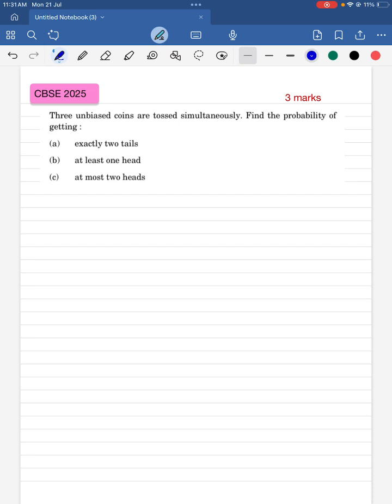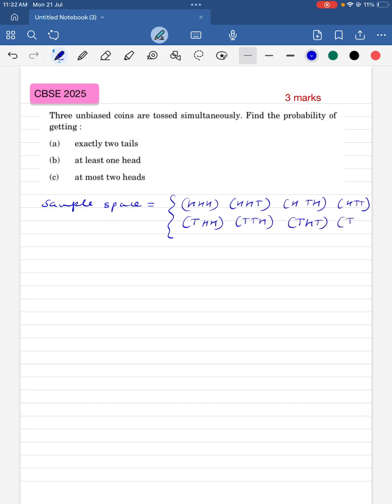To begin with, let me write out the sample space for tossing 3 unbiased coins. Now the sample space is going to be equal to HHH, HHT, HTH, HTT, THH, THT, TTH, and TTT. Okay, so now let's look at the total number of outcomes. You know there are 8 outcomes here. So the total number of outcomes is going to be equal to 8.